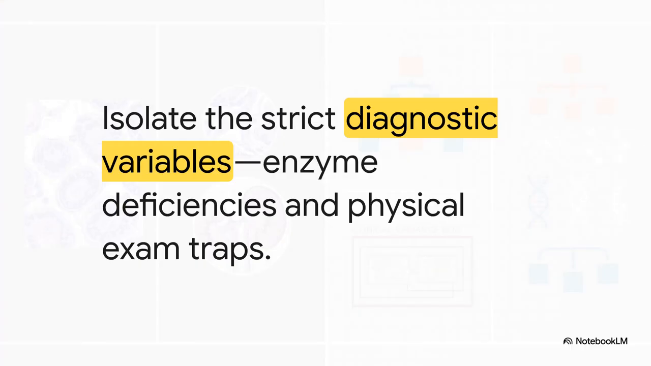To hit that 270-plus tier, having just a generalized understanding of disease states is completely insufficient. You have to isolate the strict diagnostic variables. I'm talking about the exact clinical markers, the enzyme deficiencies, the specific toxic accumulations, and those incredibly subtle physical exam findings that differentiate nearly identical presentations. Mastering this isn't just about grabbing points on an exam. It's absolutely crucial for saving lives in the clinic by preventing catastrophic mismanagement. So we are going to consistently detail the intricate mechanisms and classic exam traps that dictate correct clinical management.